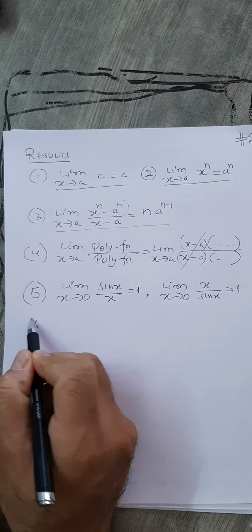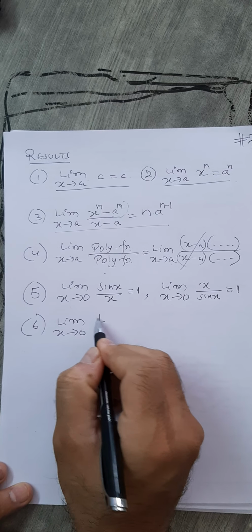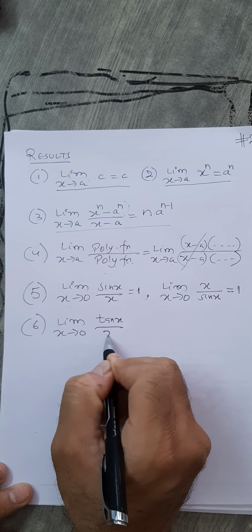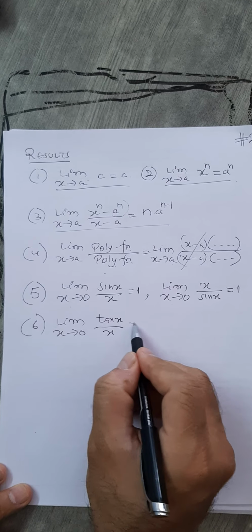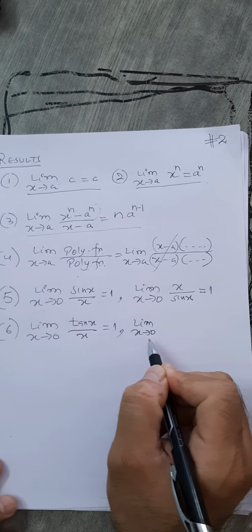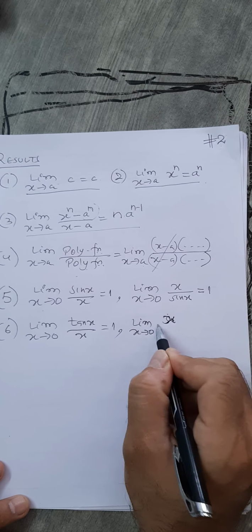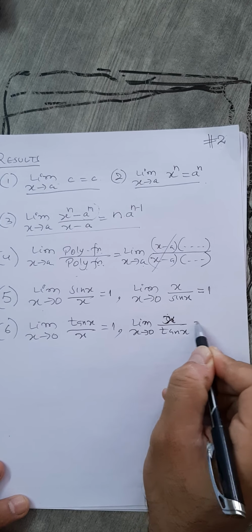Next one is about the tan function. Limit x tends to 0. If you have tan x upon x, this is always equal to 1. If you do the reverse, limit x tends to 0 of x upon tan x is also always equal to 1.